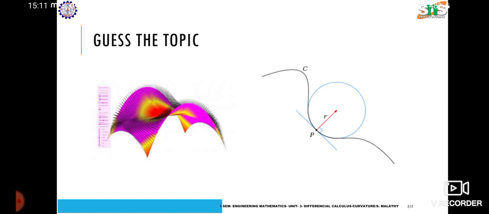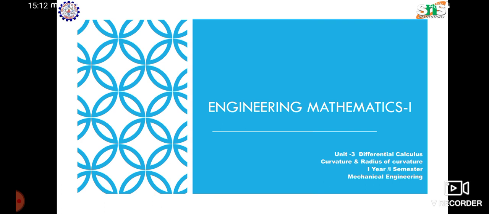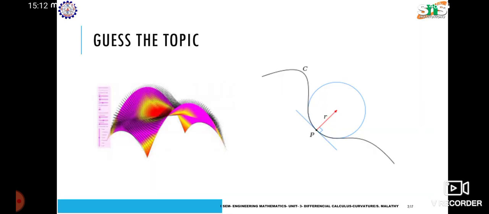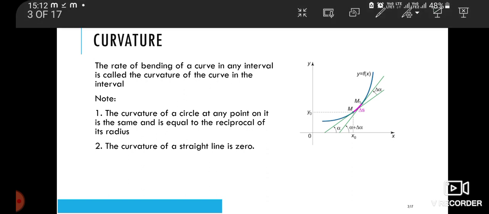Guess the topic. The topic is an interesting one, that is radius of curvature. Today we are going to see the topic radius of curvature. First of all, we should know what curvature is. We all know what a curve is.